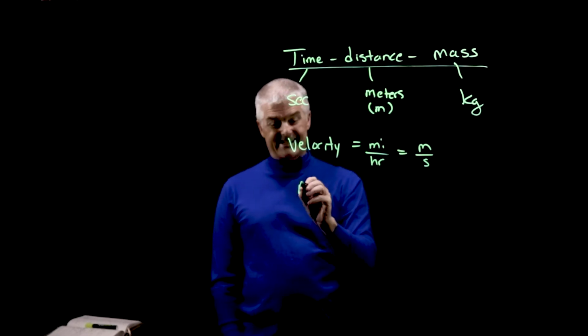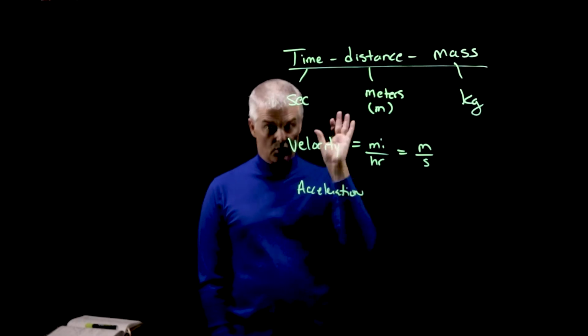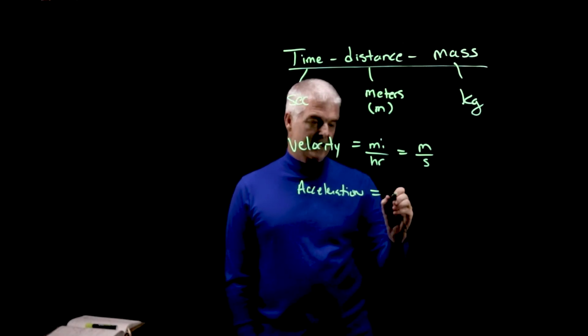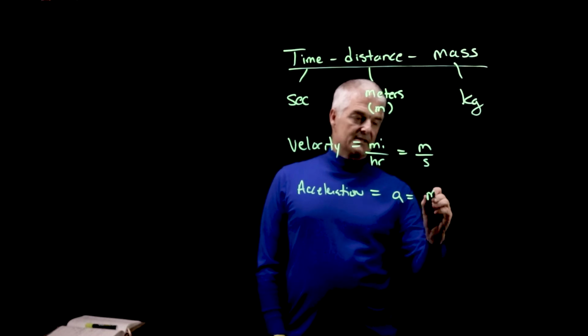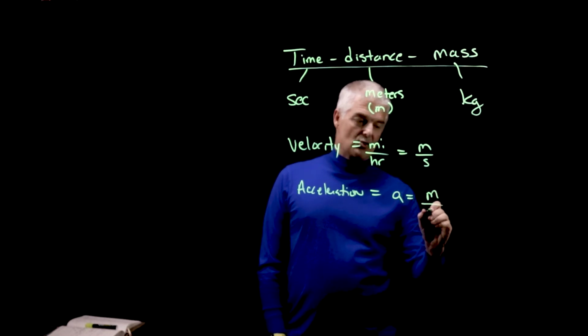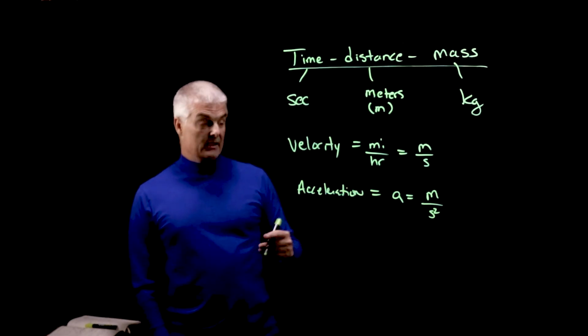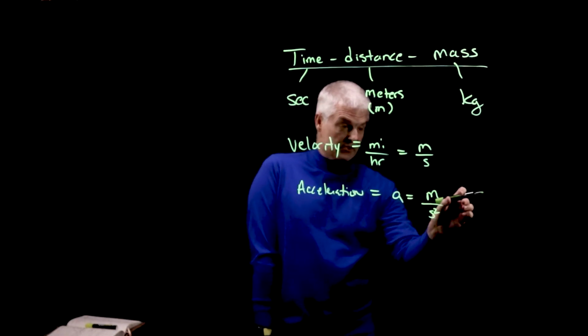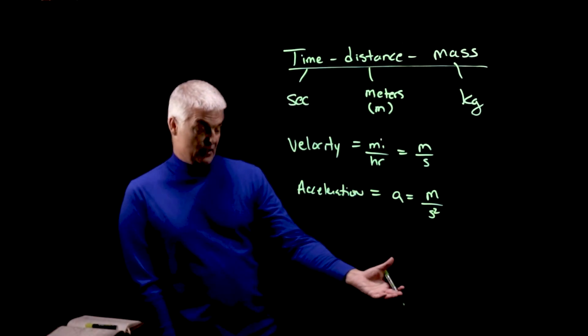And then there's something called acceleration. You may not know what acceleration is. We're going to have a whole bunch to learn about accelerations. A is equal to the distance divided by the time squared. So it's meters per second squared. And you can measure it in other things. I could just as well measure this in feet per day squared, but it'd still be acceleration.